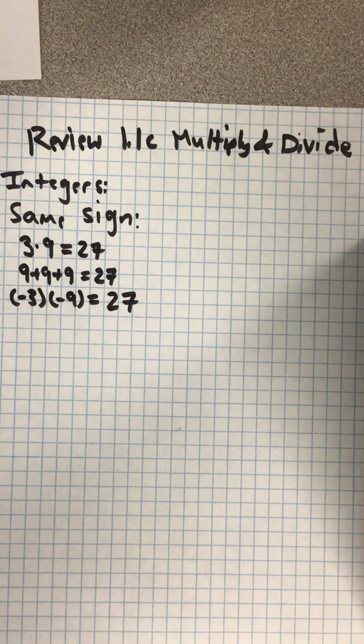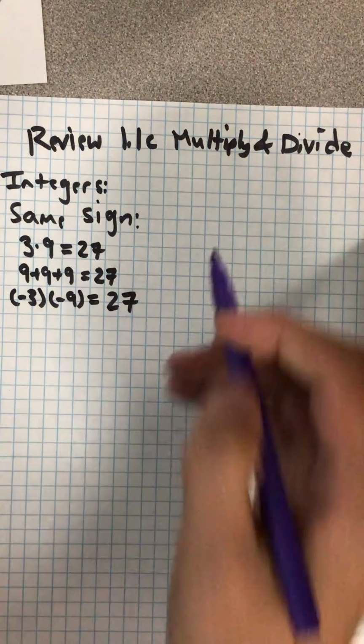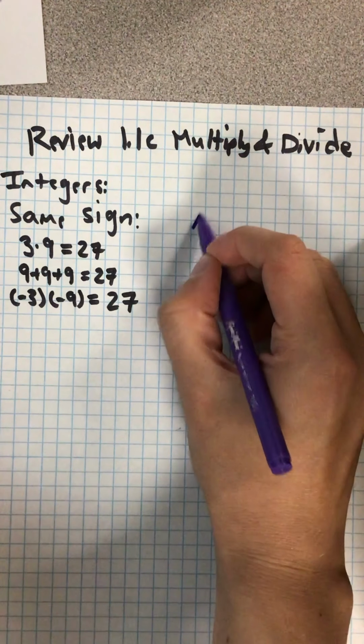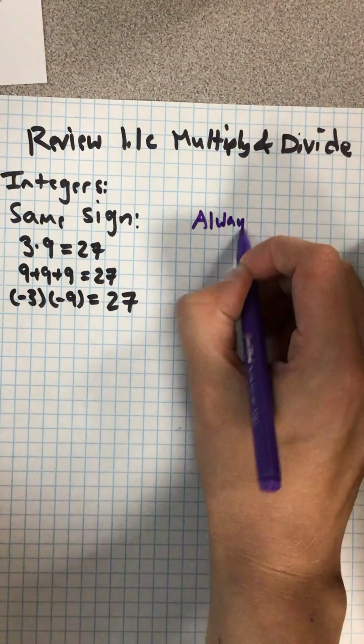So when we have a same sign when we're doing multiplication and division, and this is the important conclusion that we're able to draw from this section, our same sign always results in positive numbers.